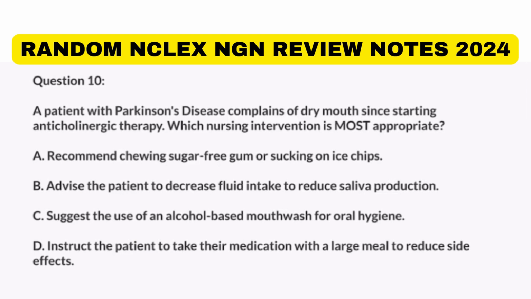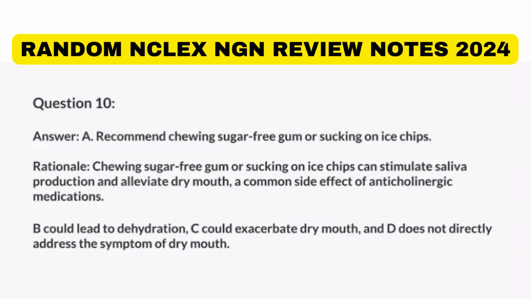Question 10. A patient with Parkinson's disease complains of dry mouth since starting anticholinergic therapy. Which nursing intervention is most appropriate? A. Recommend chewing sugar-free gum or sucking on ice chips. B. Advise the patient to decrease fluid intake to reduce saliva production. C. Suggest the use of an alcohol-based mouthwash for oral hygiene. D. Instruct the patient to take their medication with a large meal to reduce side effects. Answer: A. Recommend chewing sugar-free gum or sucking on ice chips.